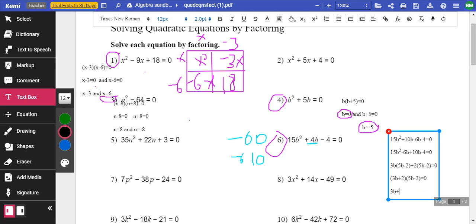So then I'm going to set each one equal to 0. I've got 3b plus 2 equals 0, and 5b minus 2 equals 0. Now, this is going to take an extra step. We're going to have to subtract the 2 from both sides, so I get 3b equals negative 2. And then I have to divide by 3, so I get b equals negative 2 thirds. And then I've got to do the same thing with the other side. I've got to add 2 to both sides, so I get 5b equals 2. And then I've got to divide by 5 on each side. So I get b equals 2 divided by 5. And you can just leave it as the fractions right there.